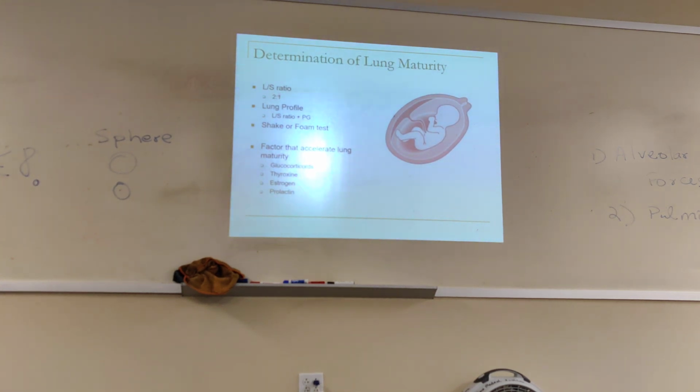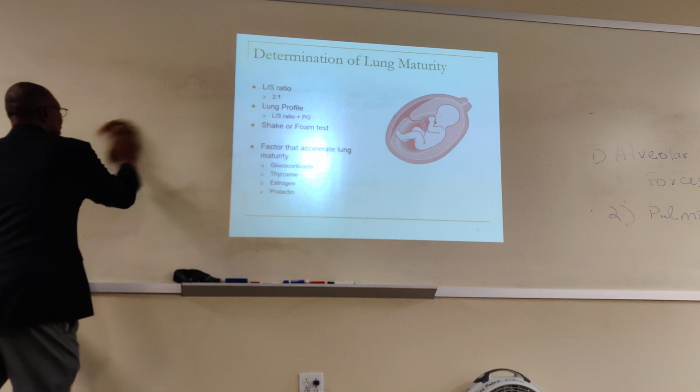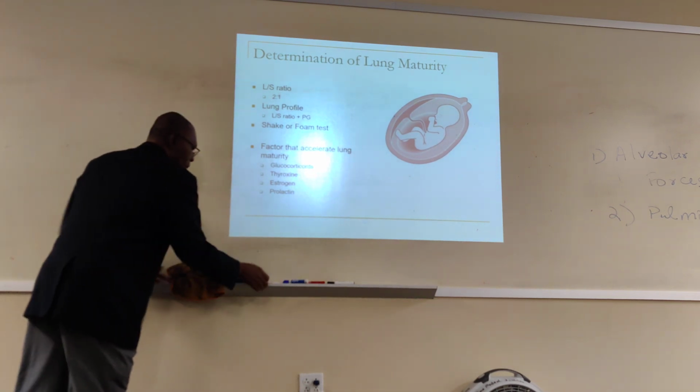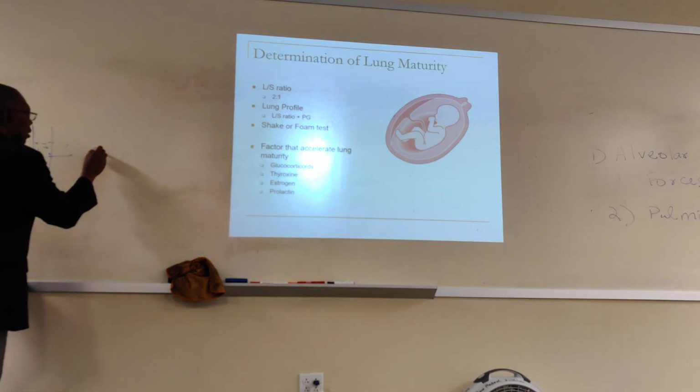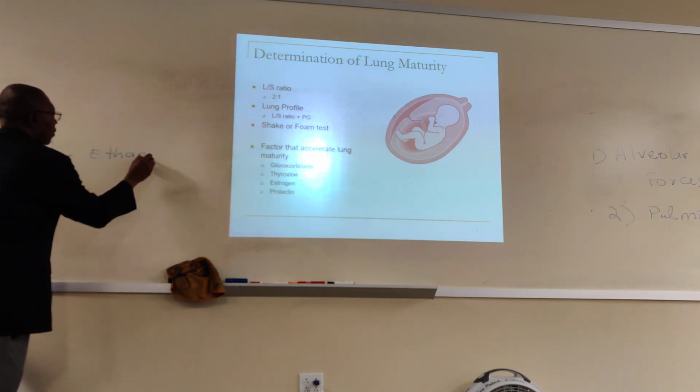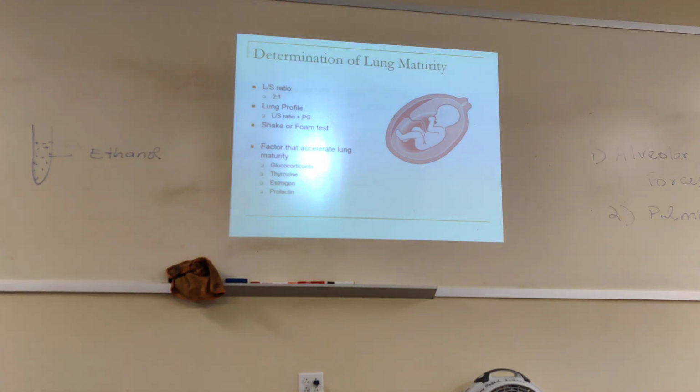There is something called the shake or foam test. That's another way to determine whether the baby's lungs are mature. Okay? So with the shake or the foam test, they draw amniotic fluid into a test tube, and to that they add an organic alcohol, ethanol.